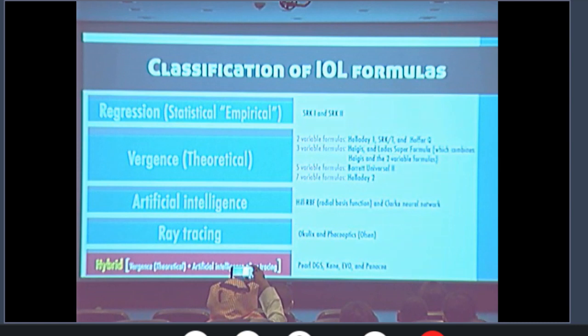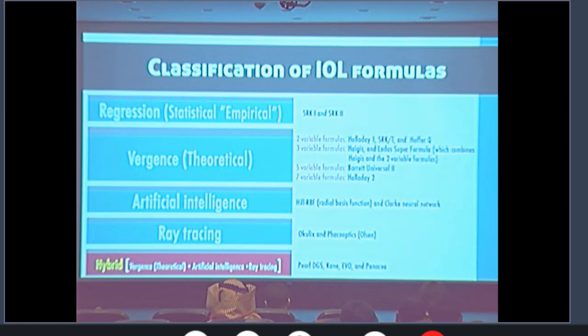No one should use SRK1 or SRK2. The theoretical, we have two variables like Holladay 1, SRK/T, Hoffer Q. Two variables means you need two things just to enter into the IOL formula, and it will calculate the estimated IOL power needed. The three variables like Haigis and Super formula, the five variables like Barrett Universal, and 7 variables is Holladay 2.